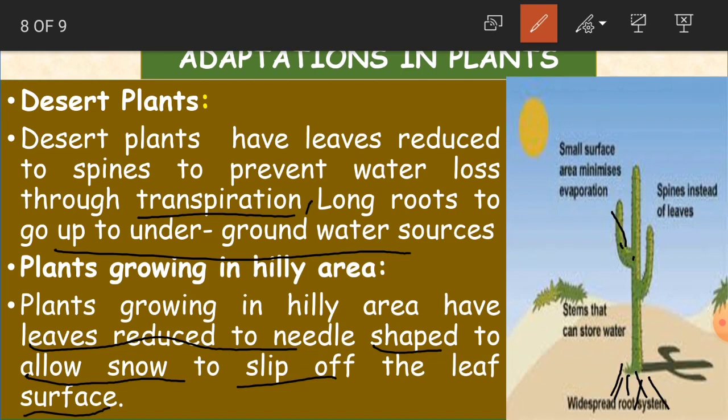Okay, so this is how plants make themselves adapted to the climatical conditions of their places. Okay children, so this is what we have learnt about the plants today. So I am going to conclude here.